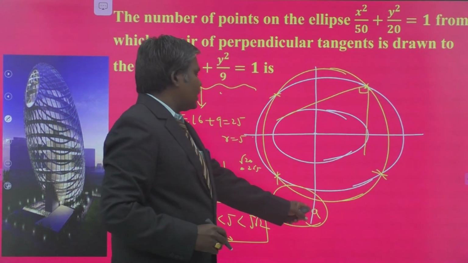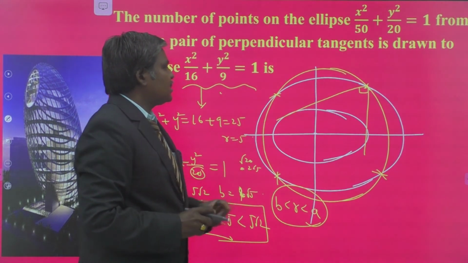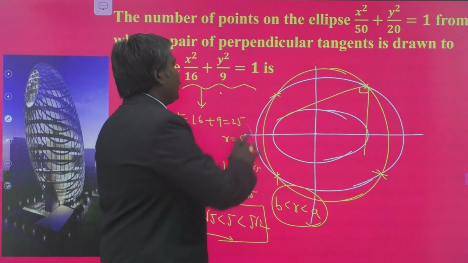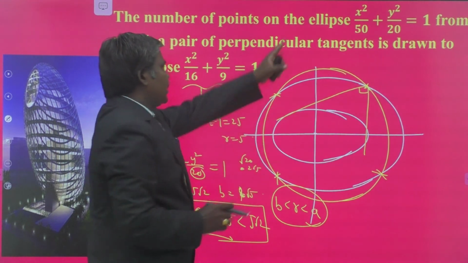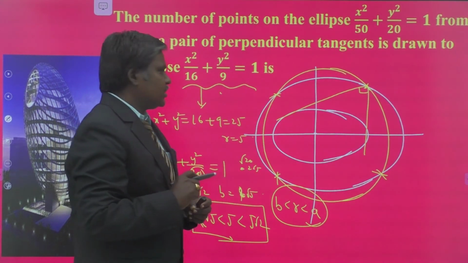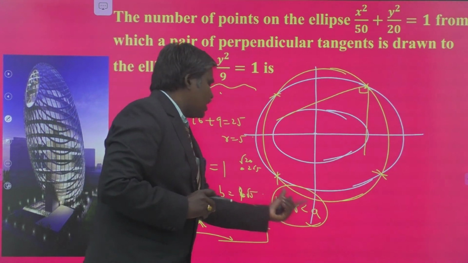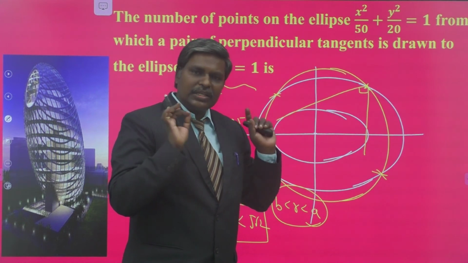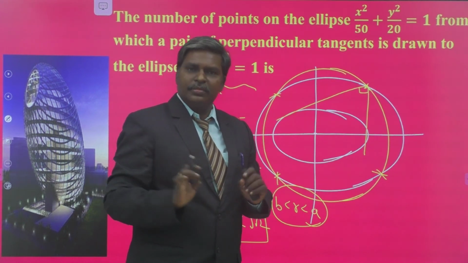For b less than a, the ellipse and circle intersect at 4 points, my dears. So how many points on the ellipse x square by 50 plus y square by 20 equal to 1? 4 points. Suppose the condition does not hold good, the number of points on that ellipse are 0. Either 0 or 4. That is the answer.